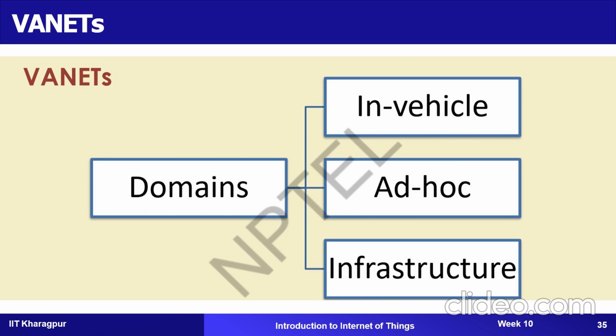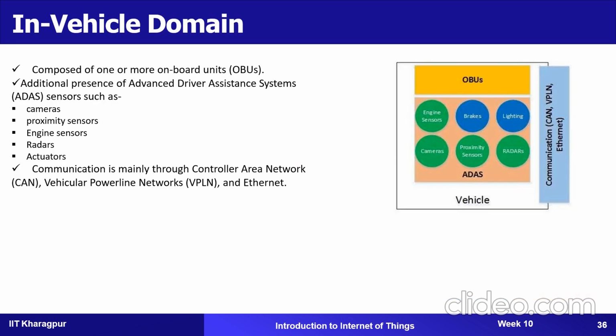Now the VNet. There are three main domains in VNet. First one is your in-vehicle, second is your ad hoc, and third one is your infrastructure domain. The in-vehicle domain is composed of one or more on-board units. Additionally there is the presence of advanced driver assistance systems, such as your camera, proximity sensor, engine sensor, radars, and actuators. And communication is mainly through controller area network, vehicular power line network, and Ethernet.